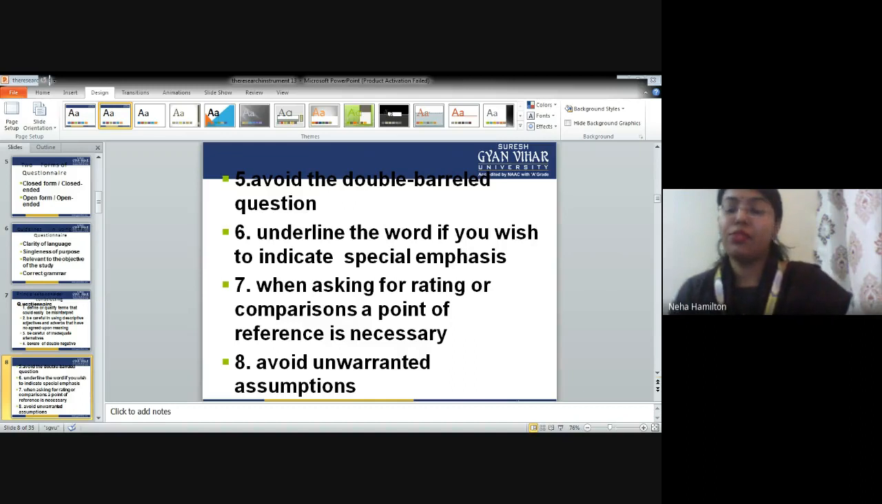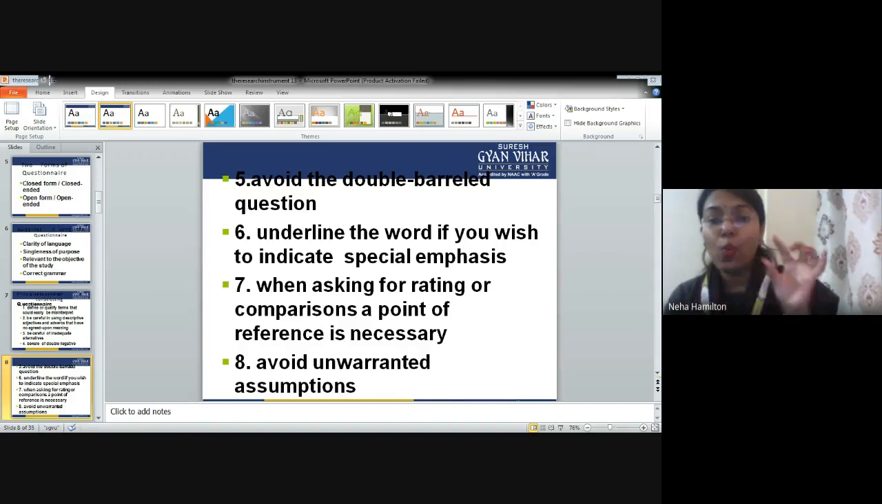Underline the word if you wish to indicate special emphasis. So it is very important to underline the word which is emphasized in that particular question. For example, how is the quality of welcome drink served? Question mark. Now, the quality of welcome drink is something which is important. So just underline that word.